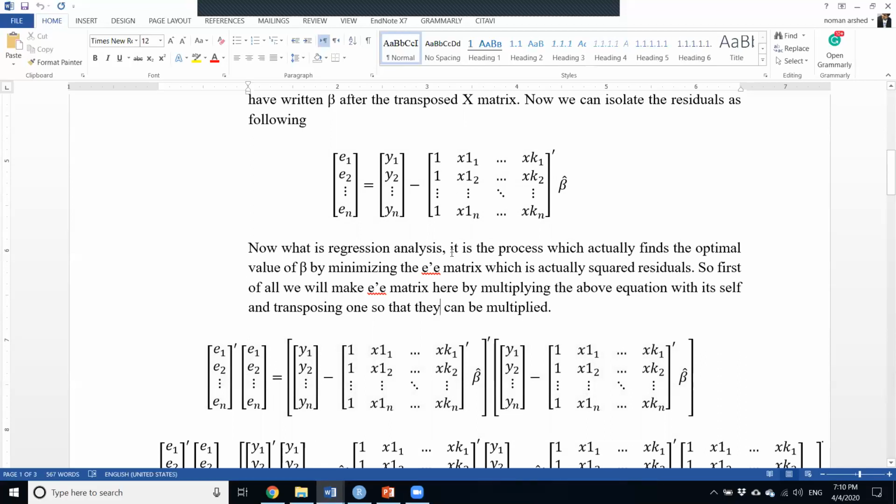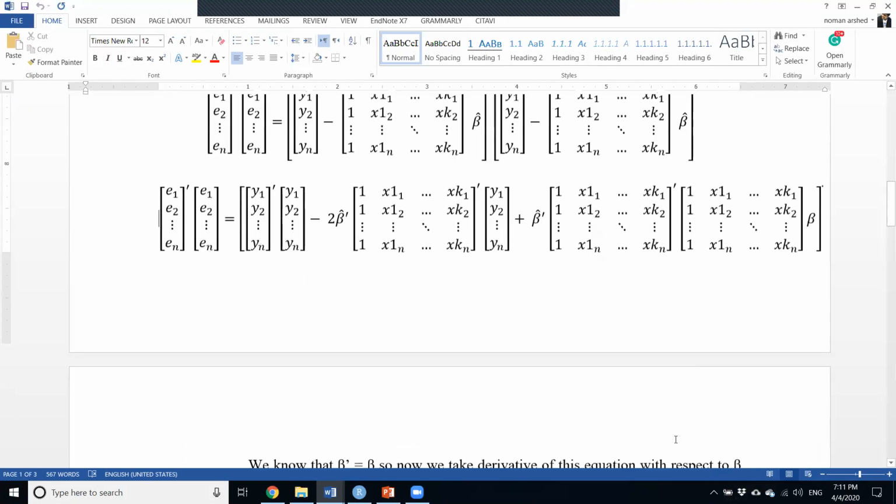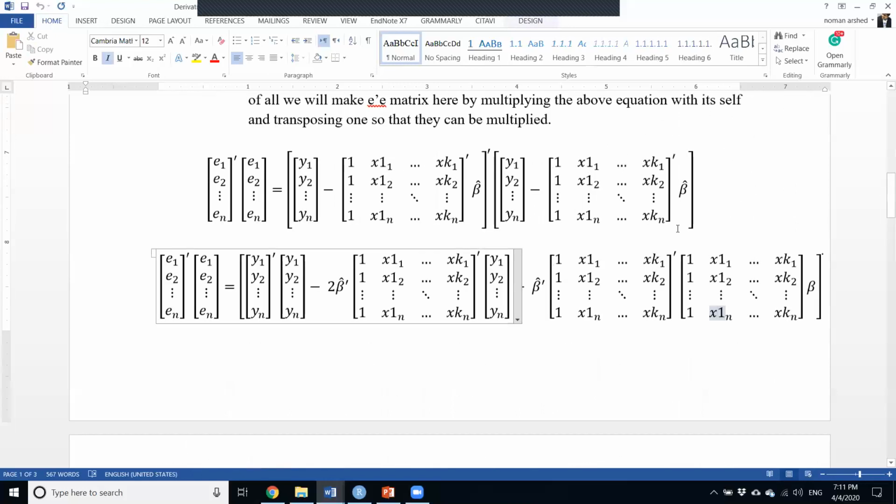Why? Because the only way to find beta is to minimize E prime E, the transpose E matrix. So the betas are calculated by minimizing the squared residuals. First of all, we have to calculate the square form. So this is the equation that is showing the square form, and now we open it up. So error term transpose error term is y transpose y minus 2 beta x transpose y plus beta x transpose x beta. So we have this relationship, and let's see if anything is left.